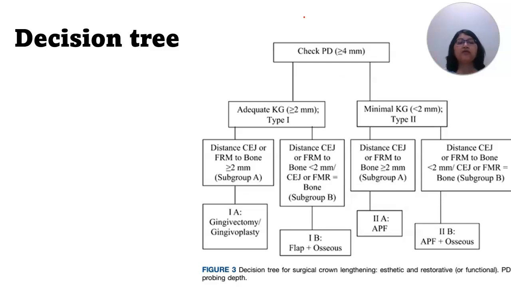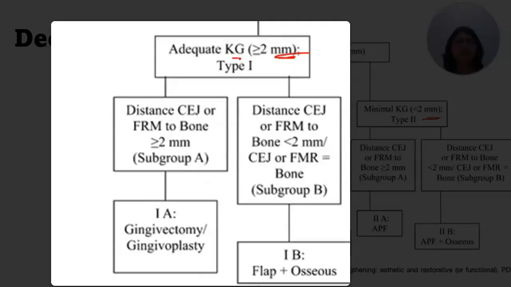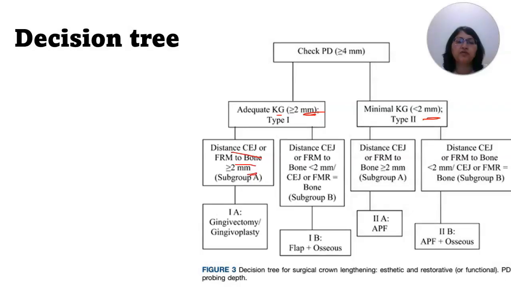One scenario is you have adequate width of attached gingiva, that is type 1. One scenario is minimal attached gingiva or keratinized gingiva less than 2 millimeters. Now, if you have adequate keratinized gingiva that is more than 2 millimeters, we consider as type 1, you have subgroup A and B. In subgroup A, your distance from the free restorative margin to the bone is more than 2 millimeters. The same scenario that we discussed.